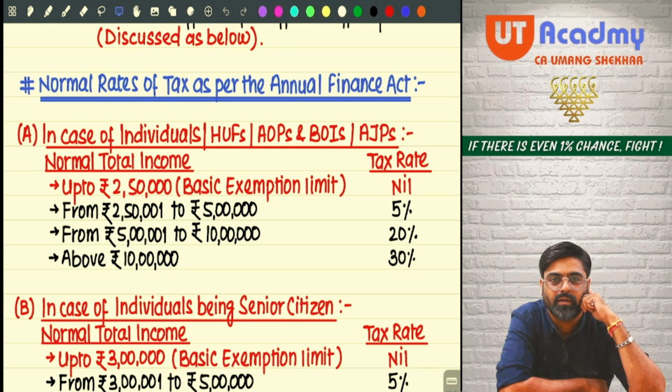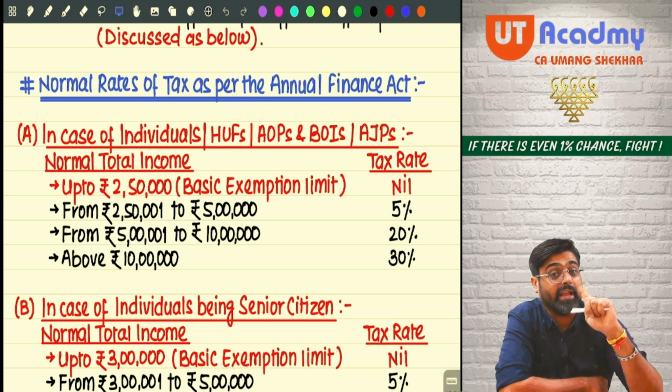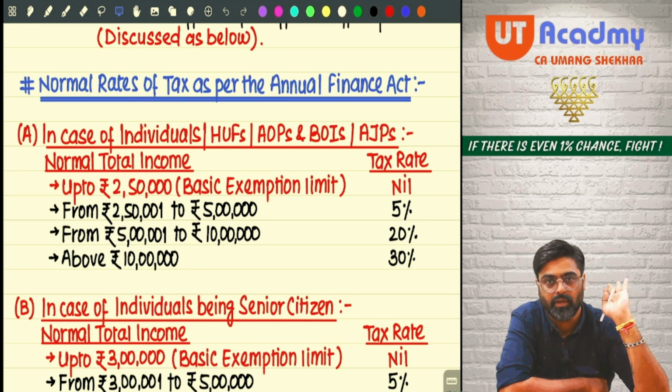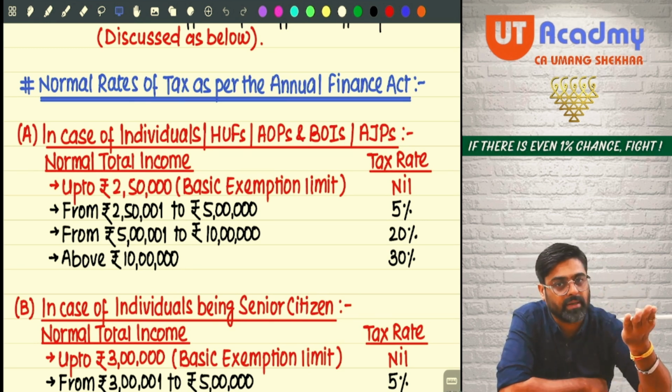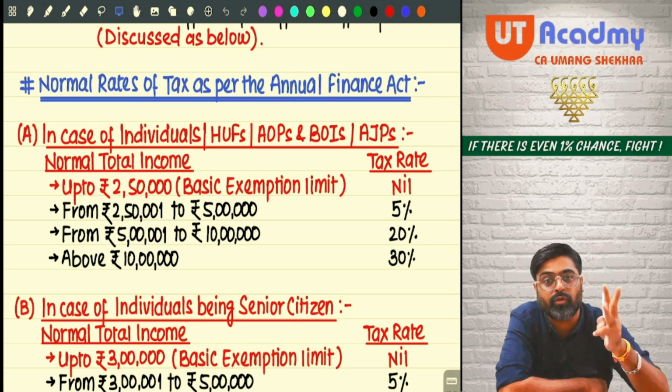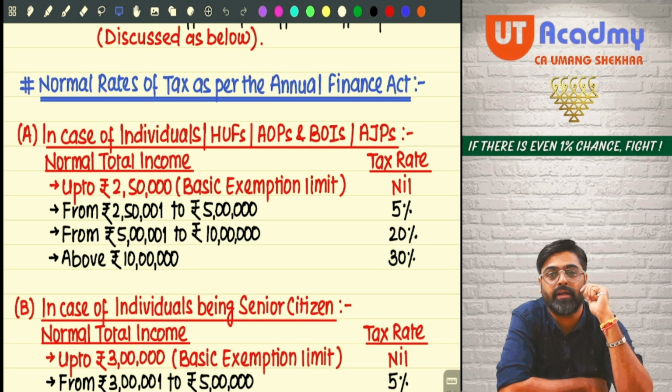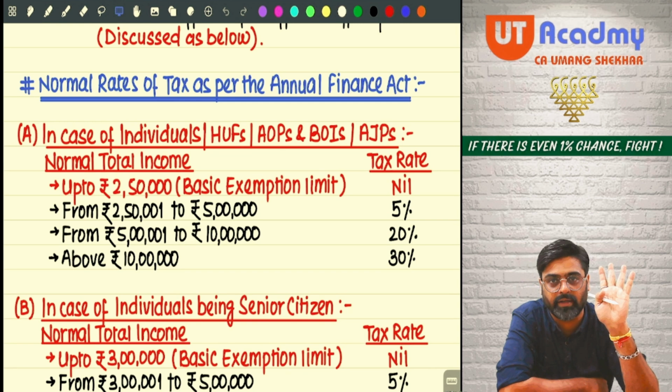Sure? Okay. Now please wait. So what is the basic exemption limit? Come on, tell me. Basic exemption limit is 2,50,000. Now 2,50,000 basic exemption limit is available if you are individual, if you are HUF, if you are AOP/BOI and if you are AJP. But if you are a senior citizen, who are you? Senior citizen. Come on, tell me. HUF can become a senior citizen? AOP/BOI can become a senior citizen? AJP can become senior citizen? No, only individual can become a senior citizen.